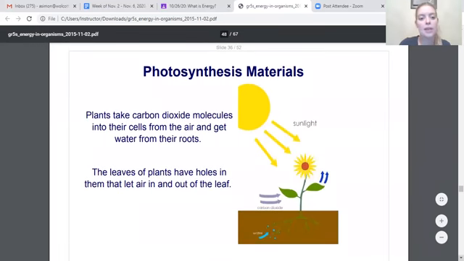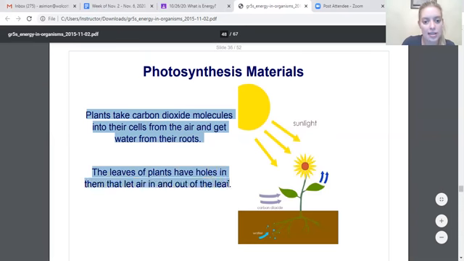So plants take the carbon dioxide into their cells from the air and they get their water from the roots. So the carbon dioxide is coming from the air, the water is coming from their roots. So the two things they need are coming from the air and the roots. The leaves of plants have holes in them that let air in and out of the leaf. So the plants are using the leaves and the roots to get these materials that they need. So go ahead and add that in there. Plants take carbon dioxide into their cells from the air, and the leaves of plants have holes in them that let air in and out.